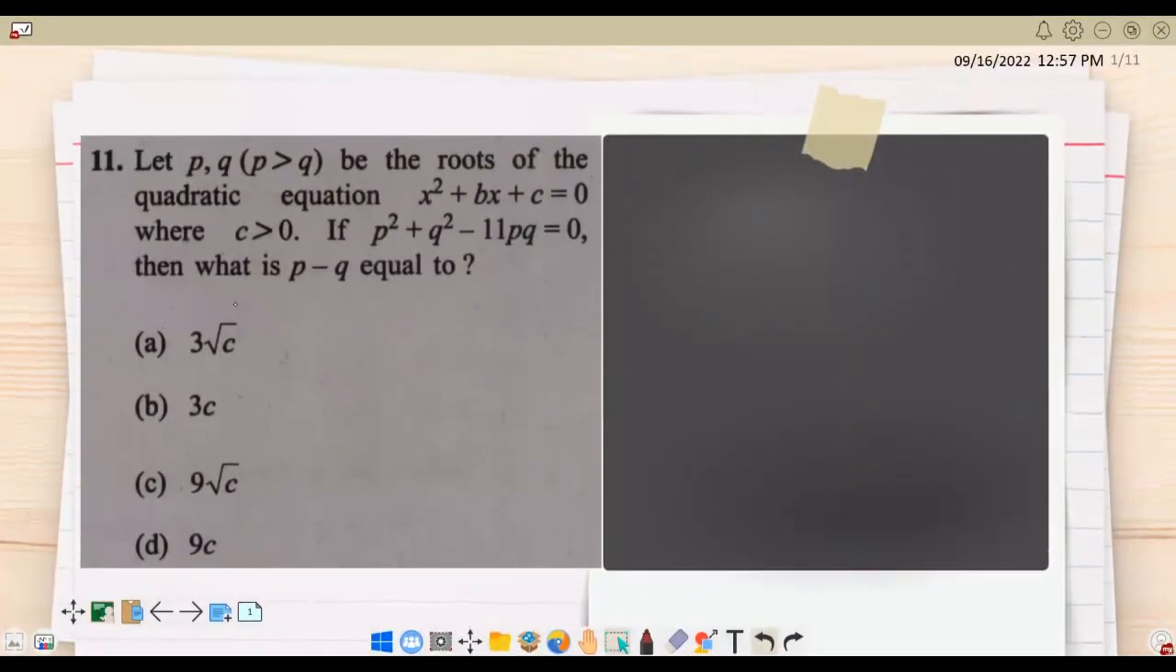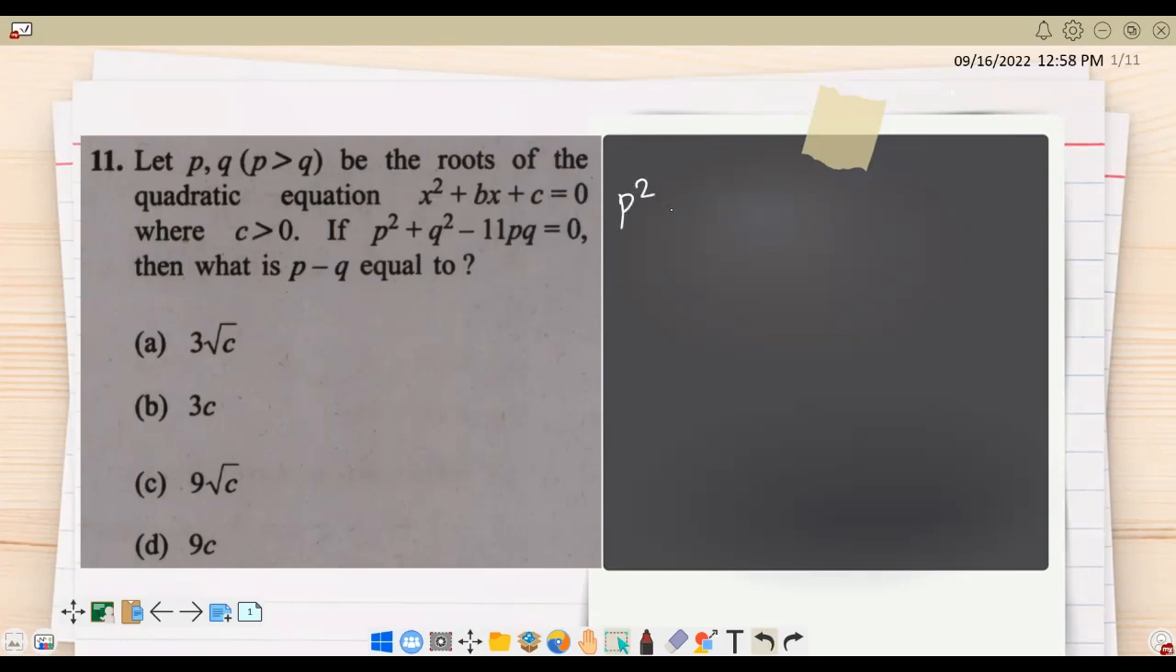Now we're going to see the 11th question, which is: let P and Q, with the condition P greater than Q, be the roots of the quadratic equation x square plus bx plus c equals 0, where c should be always greater than 0. And if P square plus Q square minus 11PQ equals 0, then what is P minus Q equal to? This is a very simple problem. It requires a little insight into the quadratic equations.